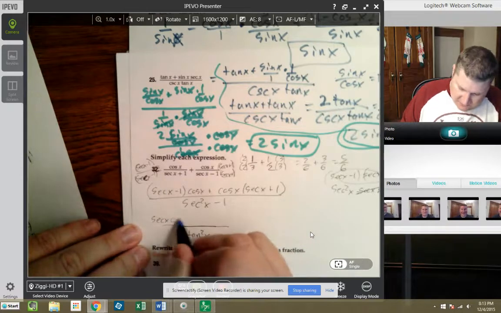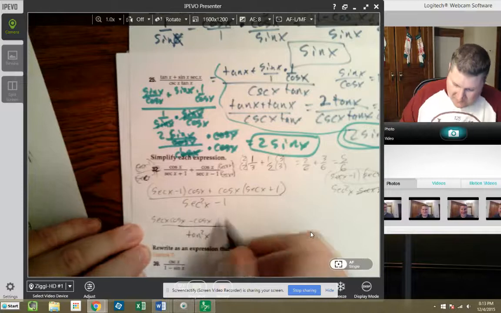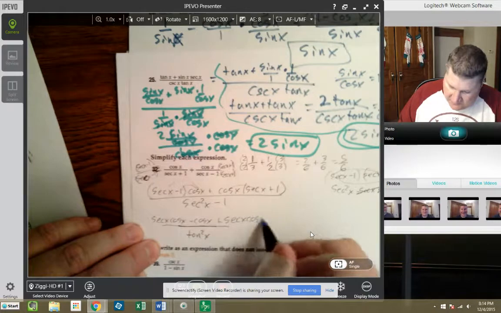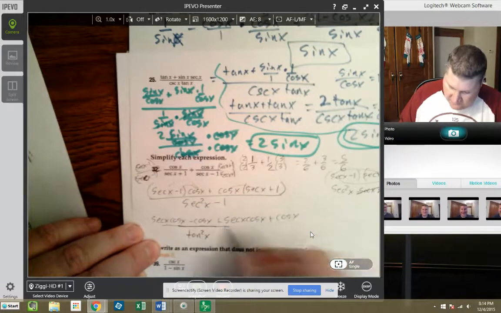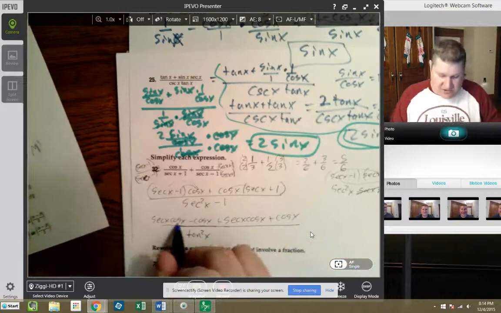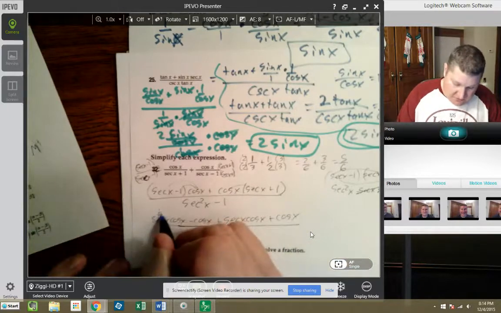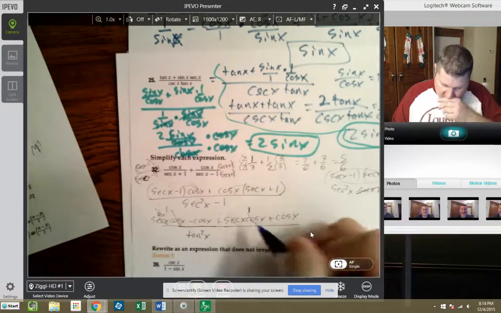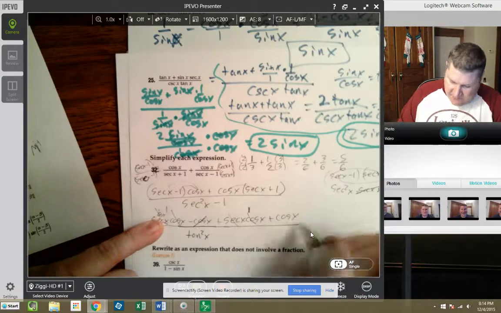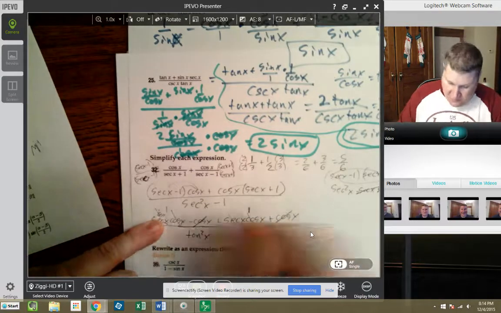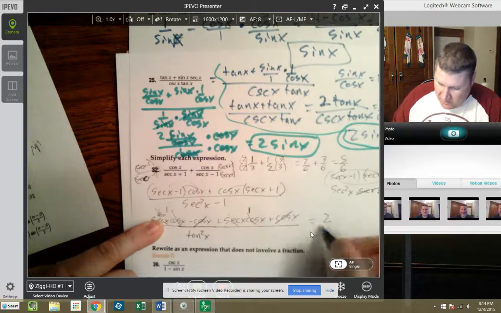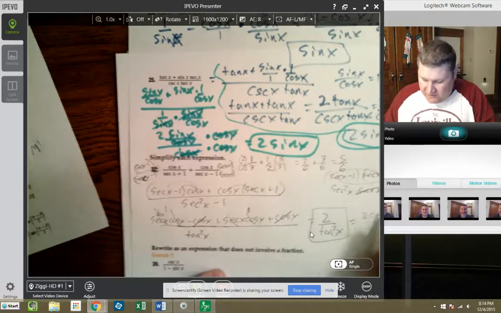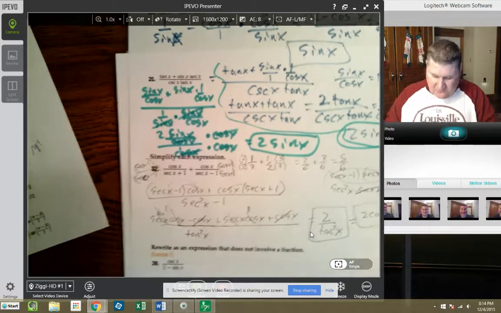Secant x cosine x minus cosine x plus secant x cosine x plus cosine x. Well, what is secant times cosine? Well, since secant is 1 over cosine, those two are going to cancel out. Those two are going to cancel out, leaving 1 and 1. And a negative cosine and a positive cosine go away. So 1 plus 1 is 2 over tan squared x. And that's about as simple as I could get. If you wanted to, you could go cotangents, 2 cotangent squared x.